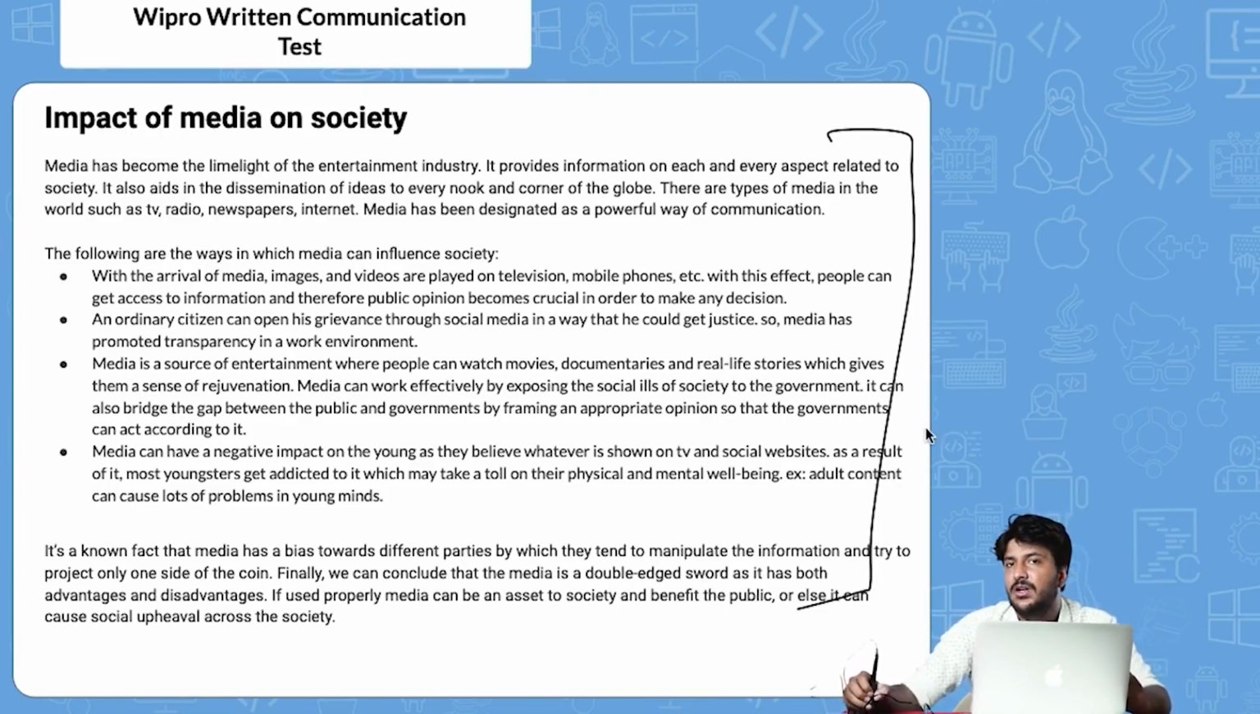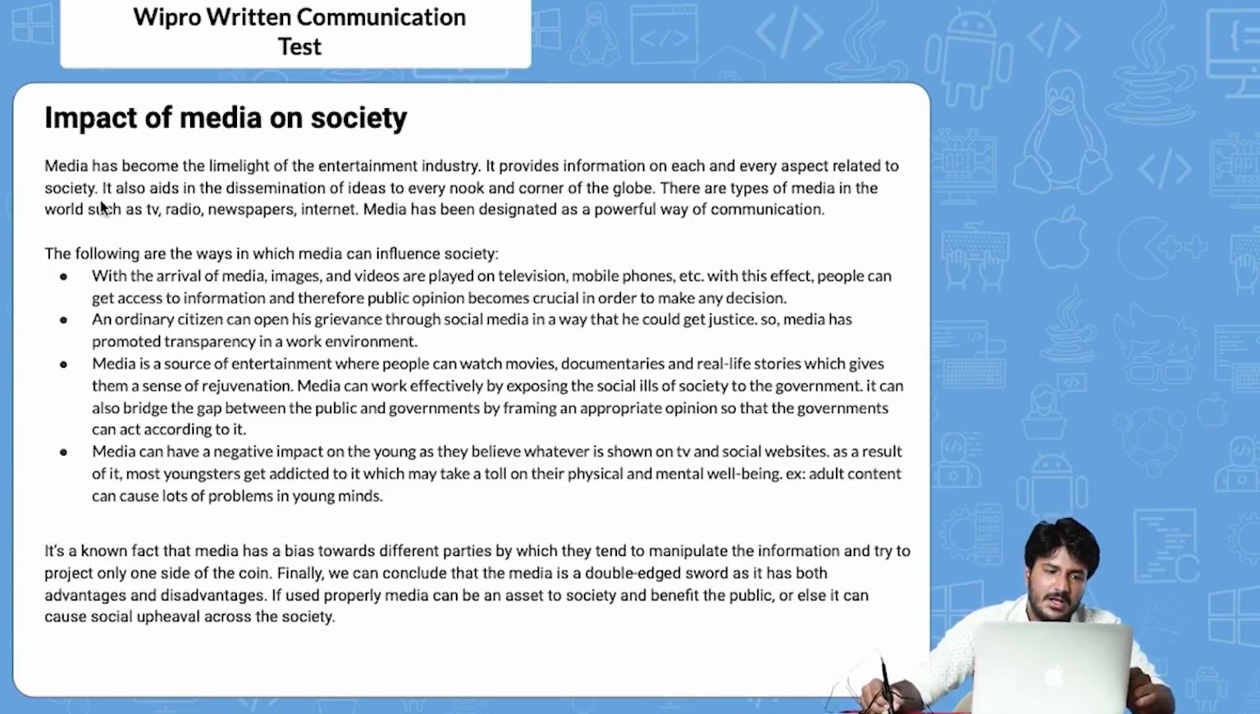These are approximately 400 words. So she's getting penalized here. A few other things that I'll tell you in the meanwhile. So let's go through the whole paragraph. Initially what she's saying, media has become the limelight for the entertainment industry. Okay, she's introducing the topic.